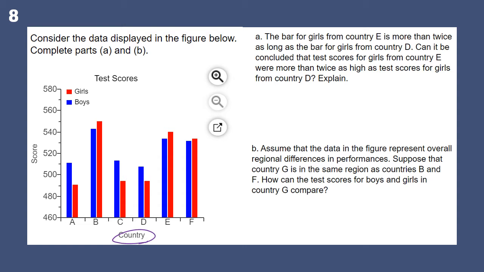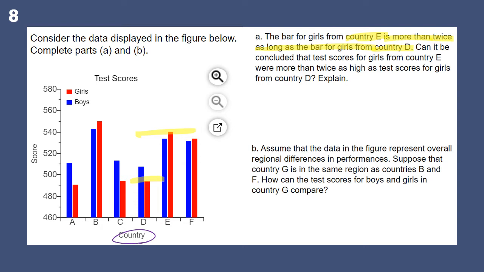The first thing we want to look at is, it says that the bar graph from country E is more than twice as long as the bar graph from country D. So let's look at what they're saying there. They're saying country E, for the girls, is more than twice as high as the bar for D. Does that mean they scored twice as high?